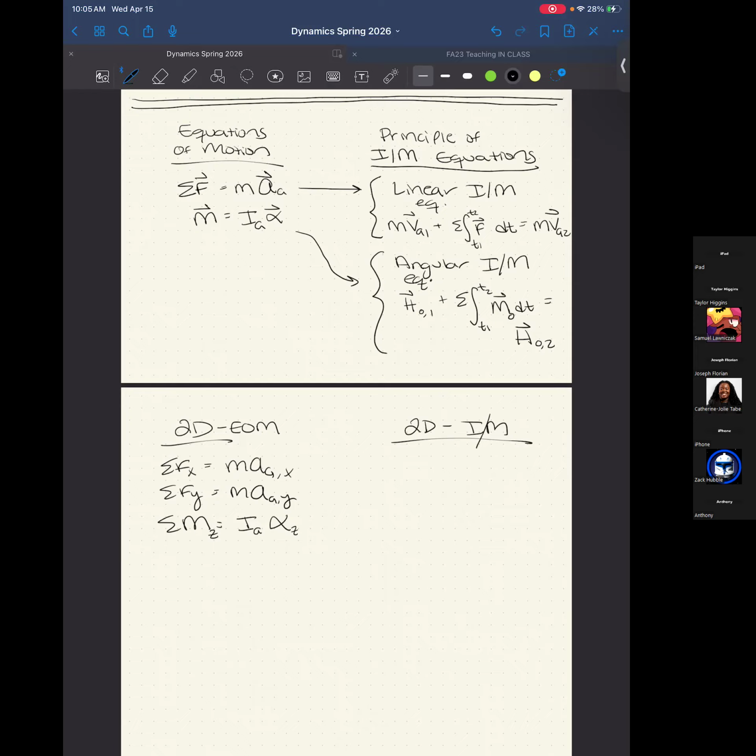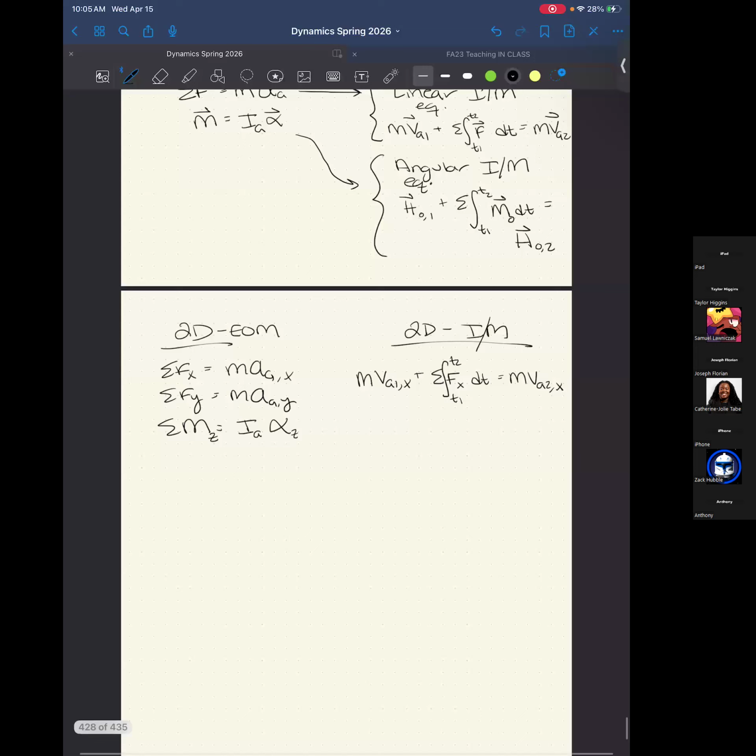And so what happens is we get a linear impulse momentum equation in the X. So we'll get m vG1x plus the integral of the sum of forces in the x dt equals m vG2x. And notice I'm not making these vector equations anymore because they're not.